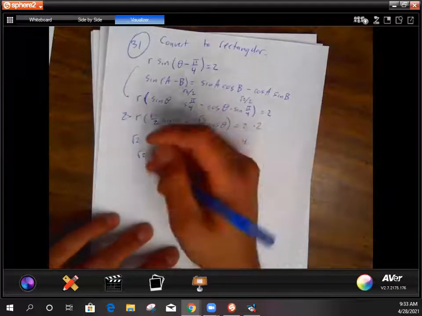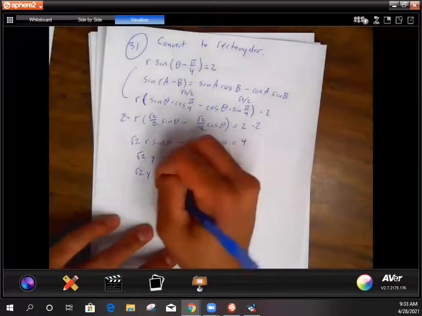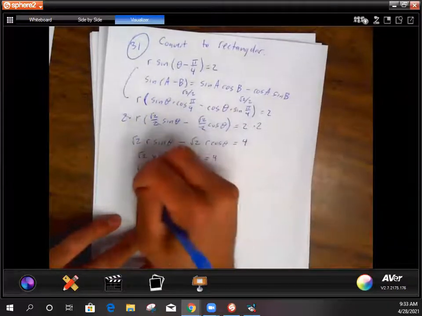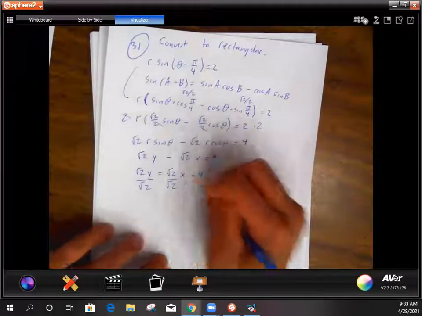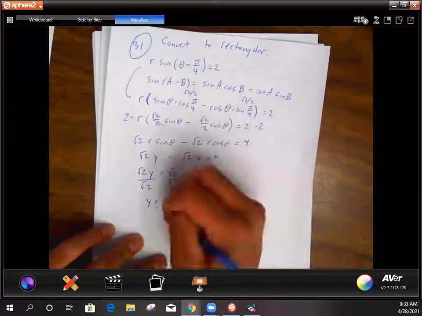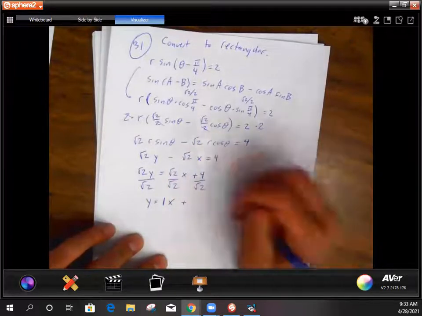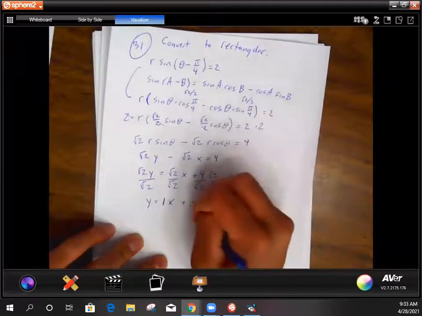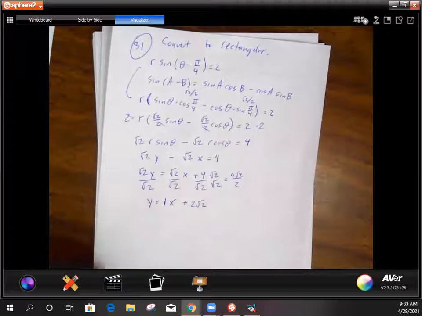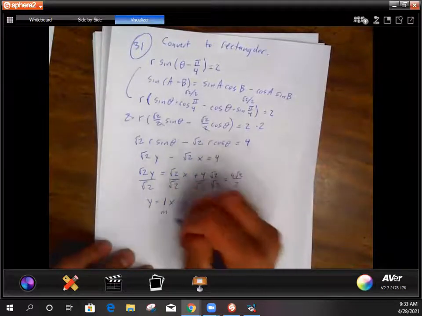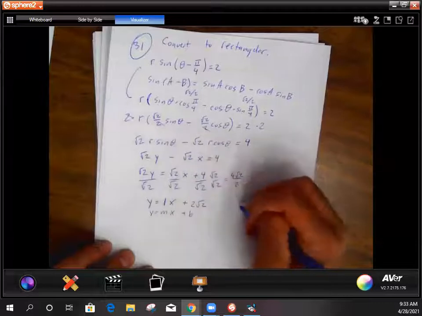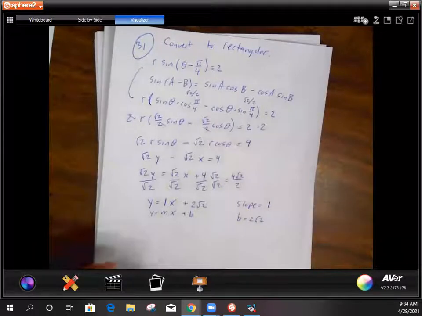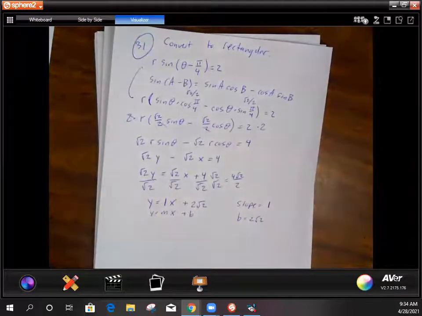Or we could just isolate y and put it into slope-intercept form. So divide everything by √2. And we get y is equal to √2 over 2, which is 1x, plus 4 over √2, which we can rationalize. And that becomes 4√2 over 2. So it's 2√2. And so now it's in the form mx plus b. So our slope is 1, and our y-intercept is 2 times √2. Okay?